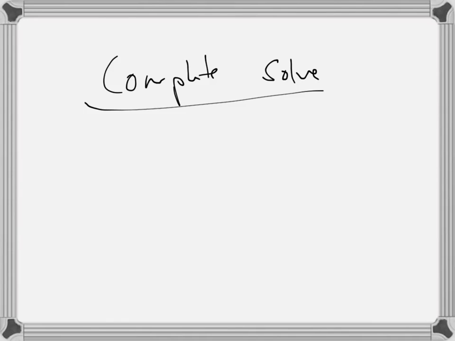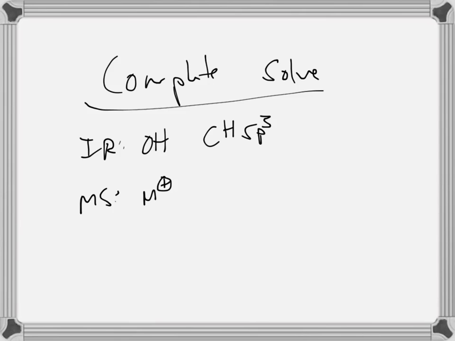As far as time, what I would expect: IR, aiming for half credit, OH, CH sp3, that's all I got. Mass spec, my M plus equals 116. How do I know it's 116? Told you that. Why did I have to tell you that? Doesn't show up on the spectrum.